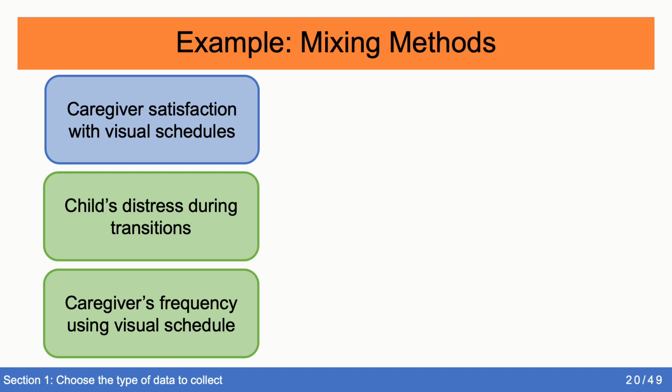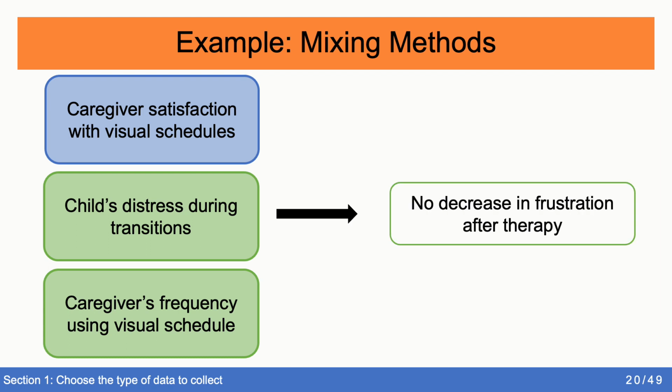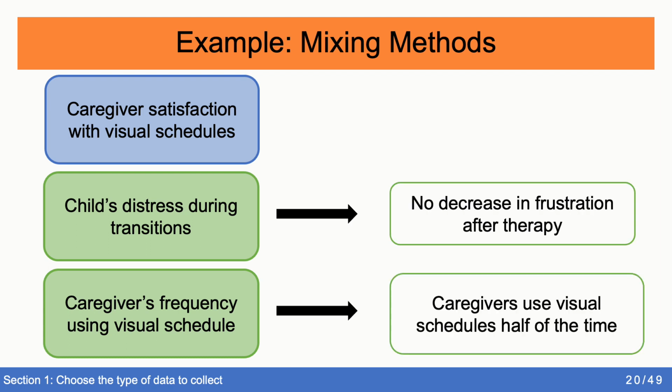Both of these outcome measures involve numbers and measuring, so they're both quantitative. It's easy to see how mixing qualitative and quantitative methods can help researchers understand their results better. Let's say that children showed no decrease in frustration after the therapy program. Also, caregivers only reported using visual schedules during half of the child's transitions. Looking only at the quantitative results, it seems like the therapy program was not helpful.